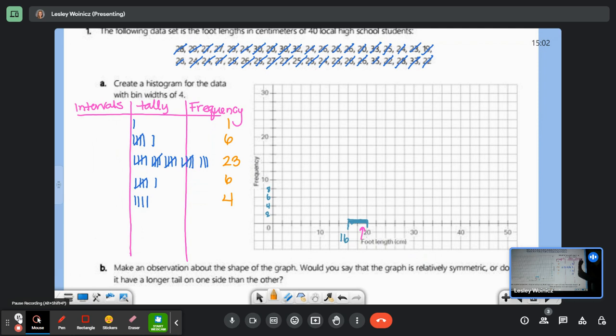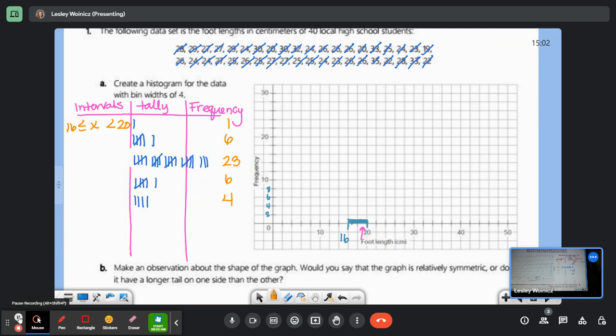All right. So this is for X. Okay, one more time. I'm going to try it again. Erasing. So this interval is for x's that are greater than or equal to 16, but less than 20.